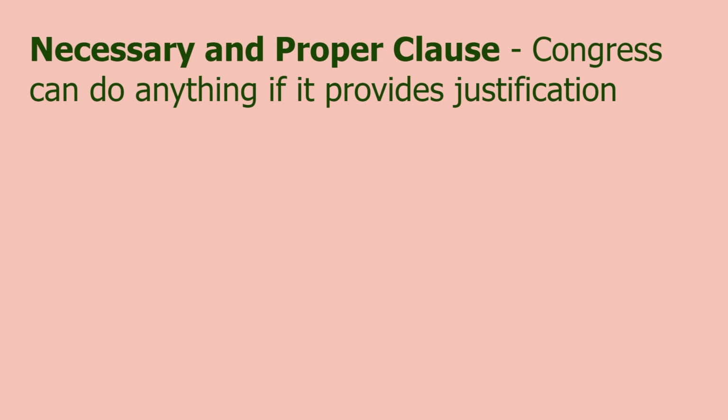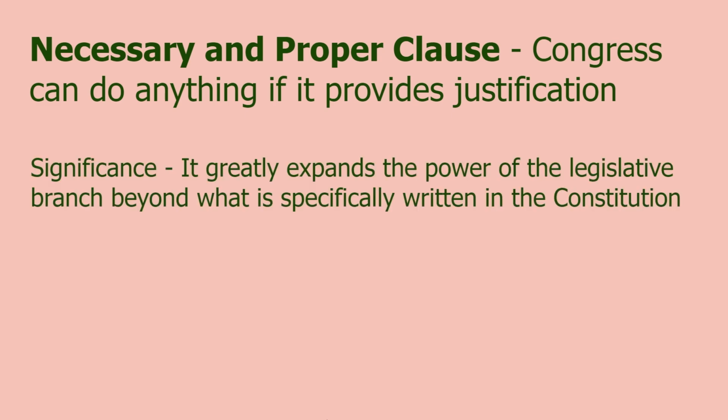Necessary and proper clause, Congress can do anything if it provides justification. It greatly expands the power of the legislative branch beyond what is specifically written in the Constitution. This was established by a Supreme Court case. Basically, it gives Congress a lot more discretion in what it can make in terms of laws. They don't have to listen strictly to the Constitution. However, the Supreme Court can strike down laws if Congress takes this clause a little bit too far.